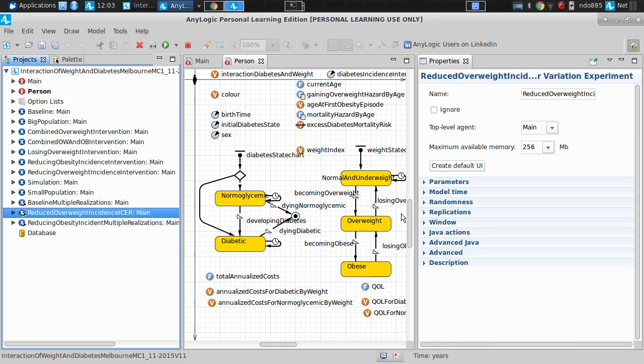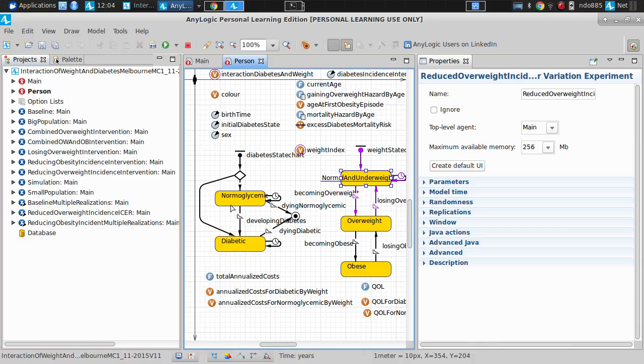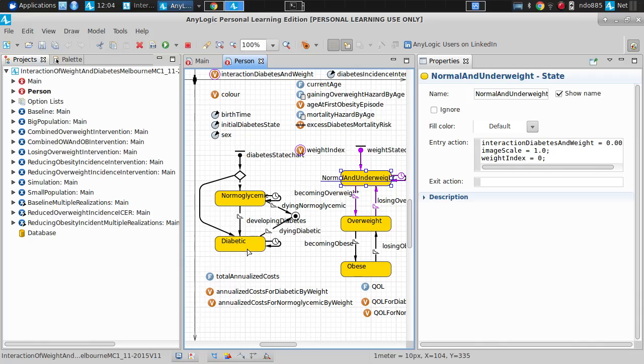So big picture here, ladies and gentlemen, this is a model which depicts the interaction of diabetes and weight. Someone's weight affects their likelihood of becoming diabetic over time. So getting someone to lose weight would lower the risk of them becoming diabetic, and both their weight and their diabetes status in turn affect their quality of life and their costs.